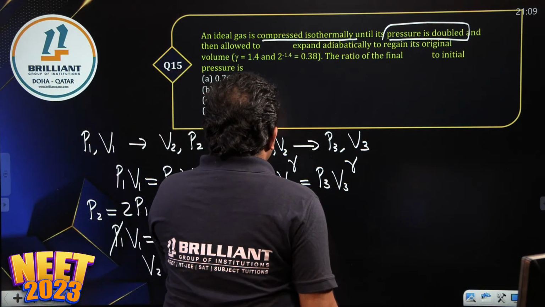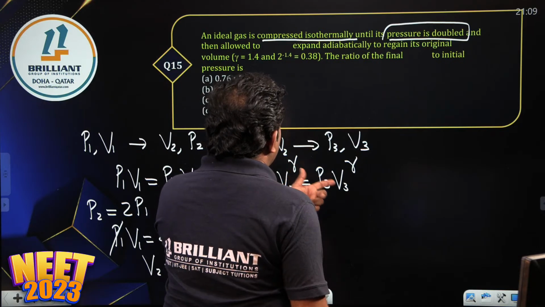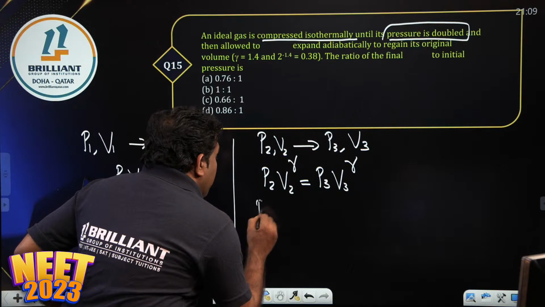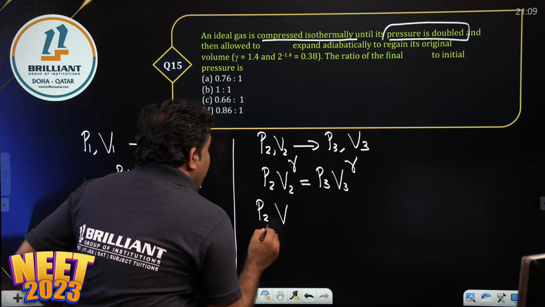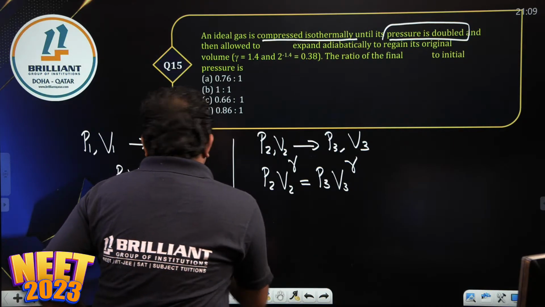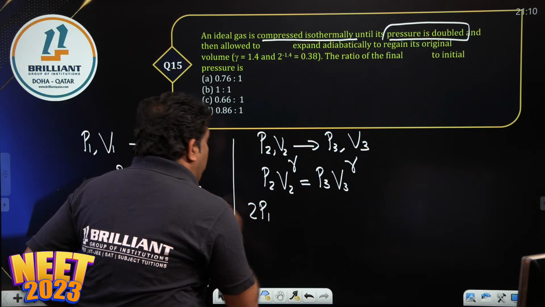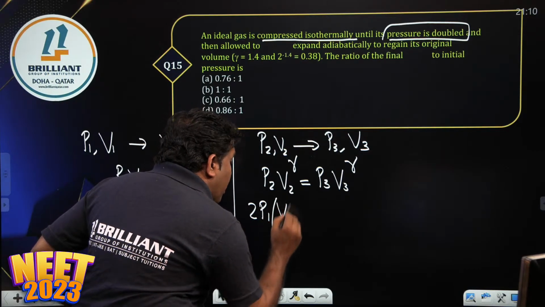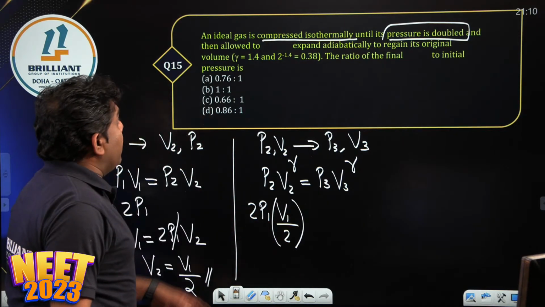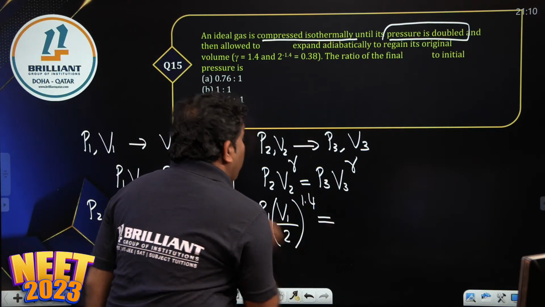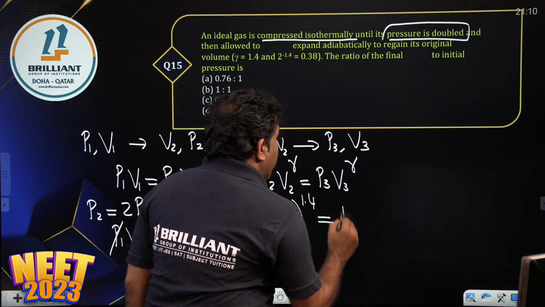And here, suppose I am considering this V3 now and V2 now. V2 we got V1 by 2. So I can write P2 as 2P1. V2 is V1 by 2, all raised to, instead of gamma, 1.4, is equal to now P3.